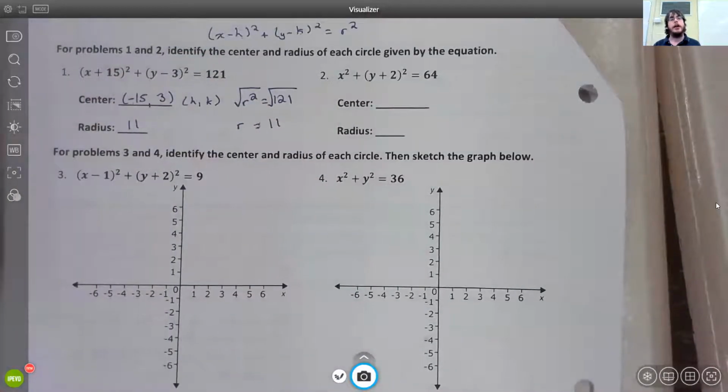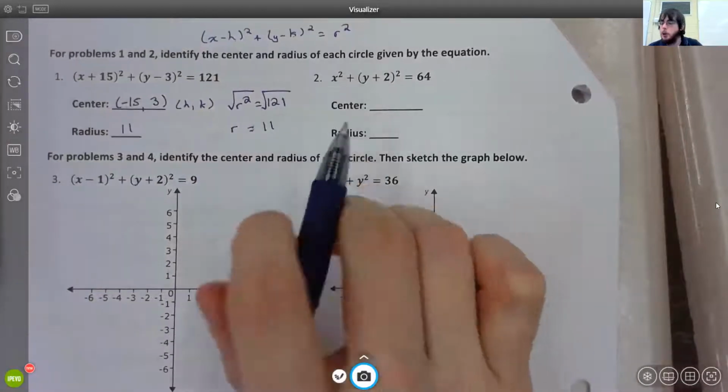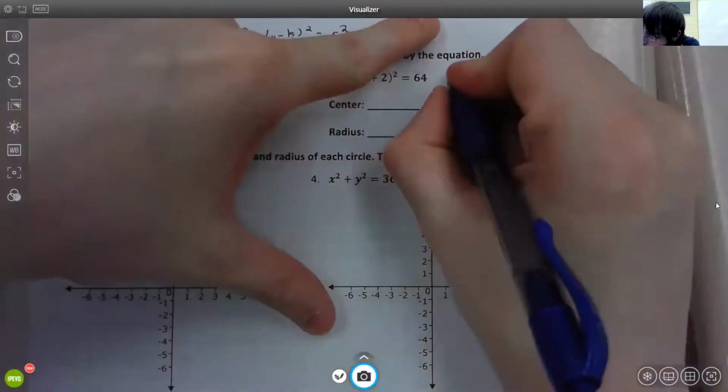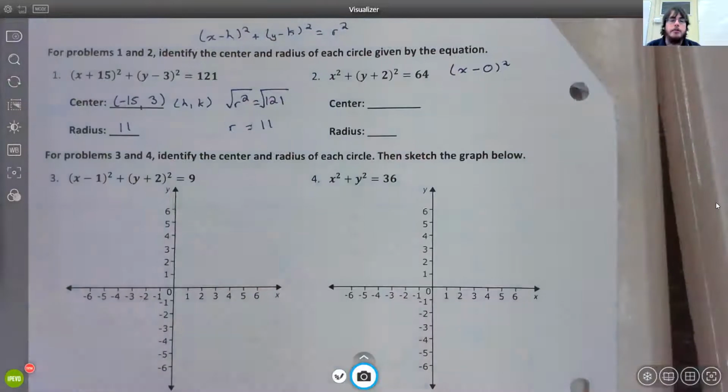Number 2, we have x squared plus y plus 2 squared is equal to 64. We're going to go about it the exact same way, but you'll notice that this one's a little bit different. This time we don't have anything with the x. What's important about that is that it can be rewritten as x minus 0 squared, because anything that you subtract 0 from will always be itself.